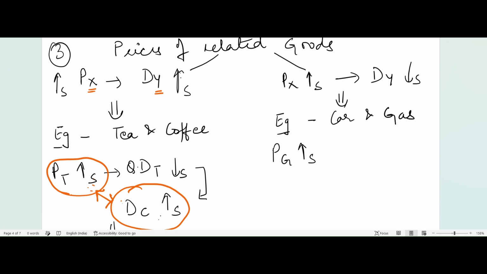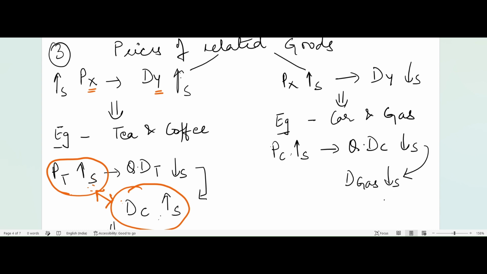Or let me put it the other way around, because this is an easier way to understand. Let's say the price of car increases in the market. So it basically means the quantity demanded for car will go down, right? Inverse relationship between the price of a product and the quantity demanded for that product. Now, once the quantity demanded for car goes down, the demand for gas also goes down, because fewer cars means less demand for gas, right?